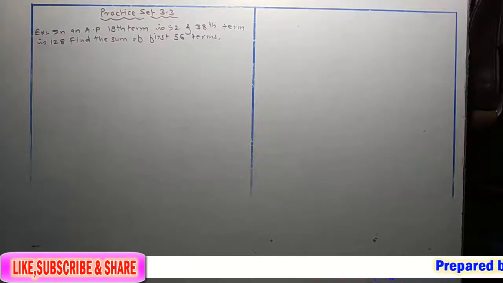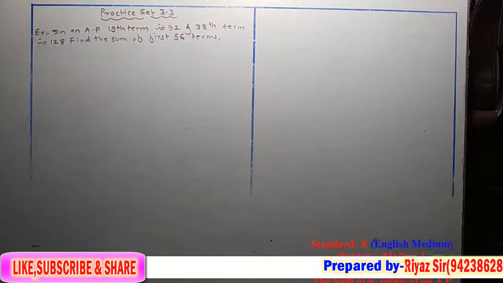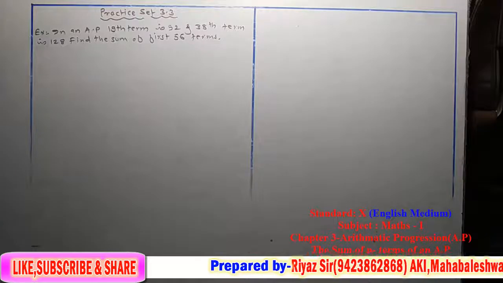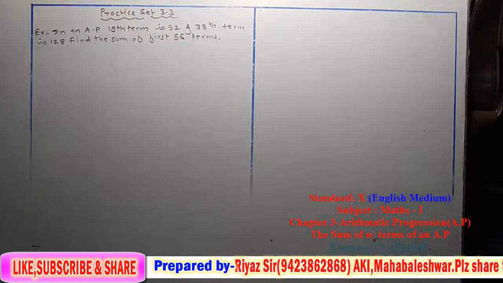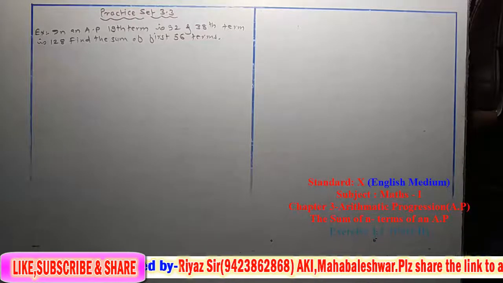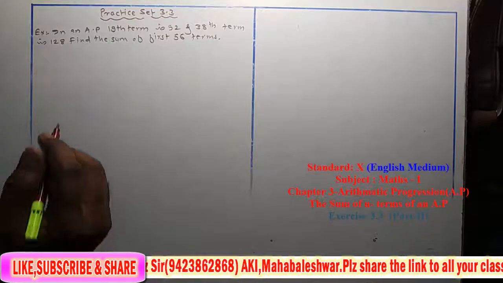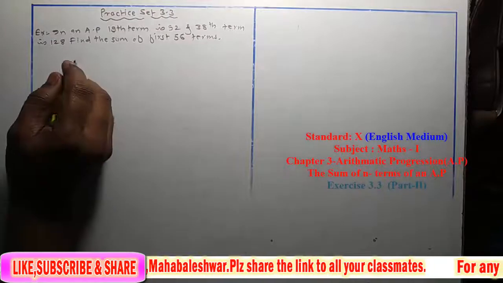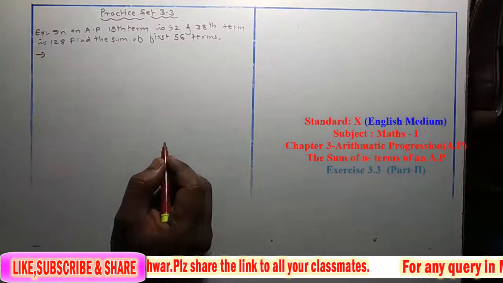Now in this video, students, we'll see one more example from practice set 3.3. The example is like this. In an AP, the 19th term is 52 and the 38th term is 128. Then find the sum of the first 56 terms. Okay, so we start the solution like this.